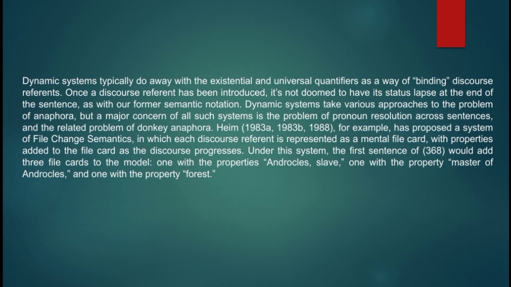Heim 1983, 1983b, and 1988, for example, has proposed a system of file change semantics in which each discourse referent is represented as a mental file card, with properties added to the file card as the discourse progresses. Under this system, the first sentence of 368 would add three file cards to the model: one with the properties Androcles, slave; one with the property master of Androcles; and one with the property forest.